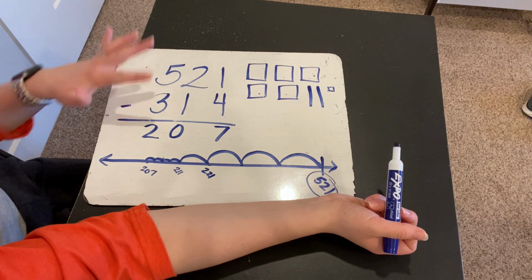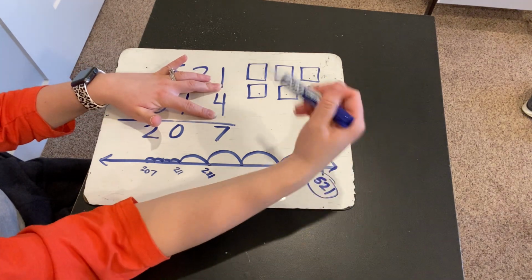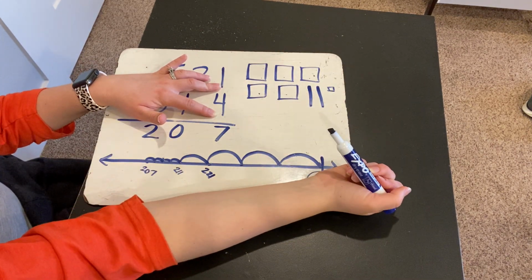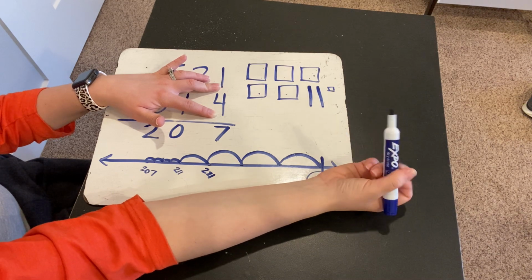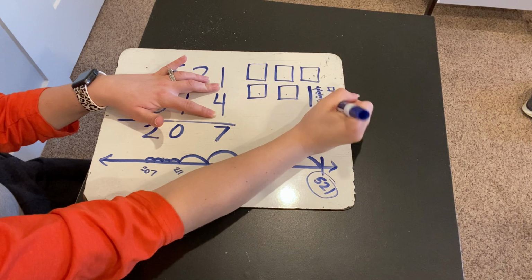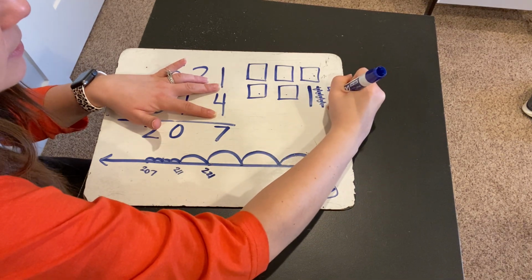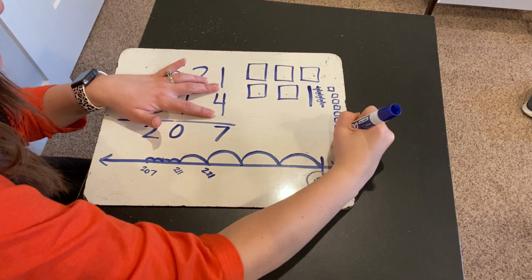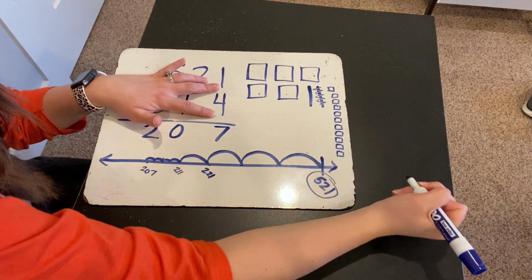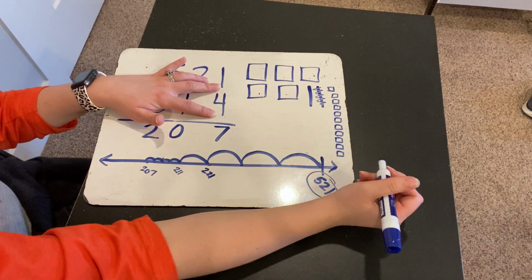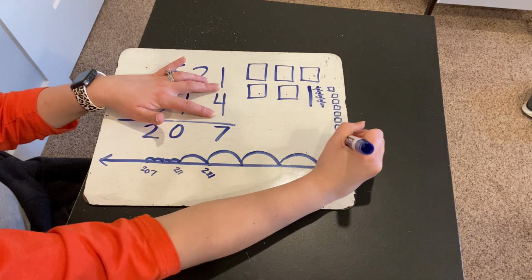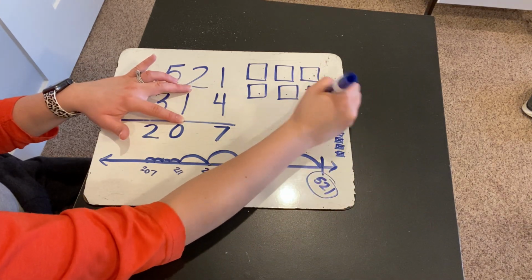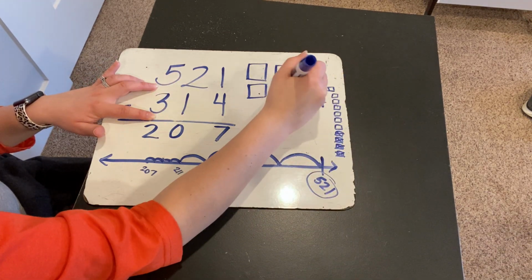We start with our ones place first, just like when we would subtract using the equation. So let's take away 4 ones. There aren't 4 ones to take away, so what do we need to do? We need to take a 10 and break it into 10 ones. 1, 2, 3, 4, 5, 6, 7, 8, 9, 10. Okay, now let's take away our 4 ones. 1, 2, 3, 4. Take away 1 ten and take away 3 hundreds, sorry.